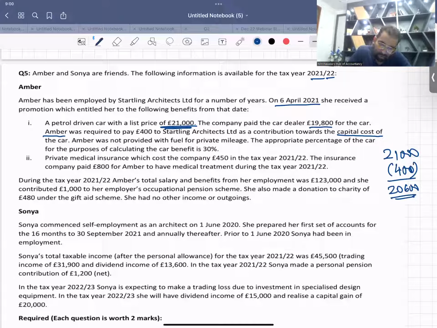Now, Amber was not provided with fuel for private journeys, so no fuel benefit in this question. Okay, the appropriate percentage for the purpose of car benefit is 30%. No need to work hard. So 20,600 multiplied by 30%. That's it.